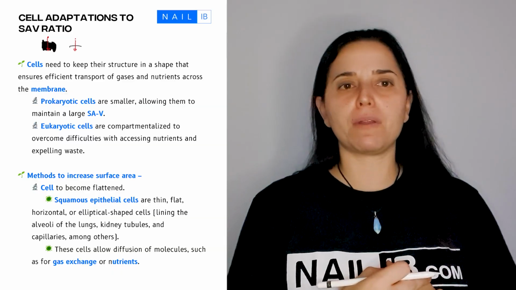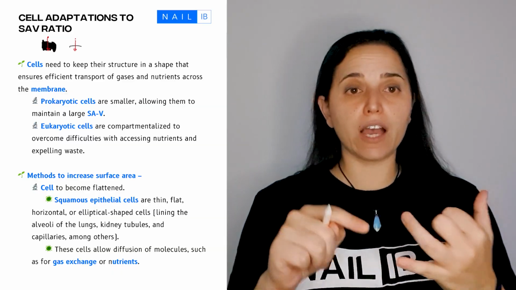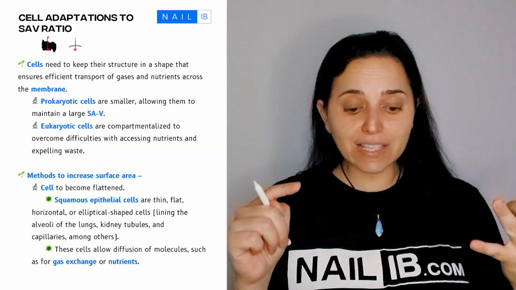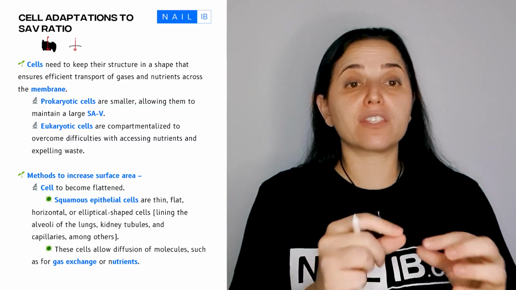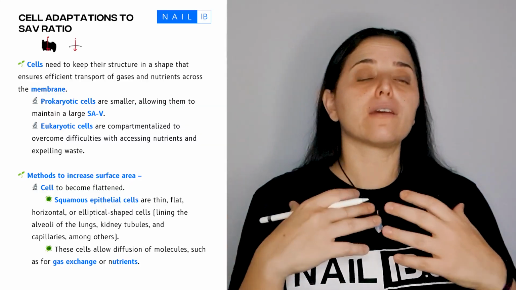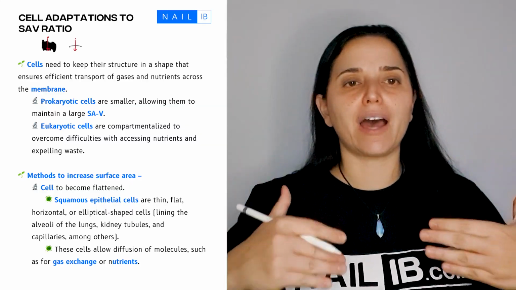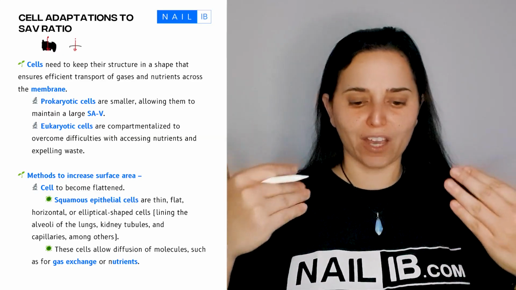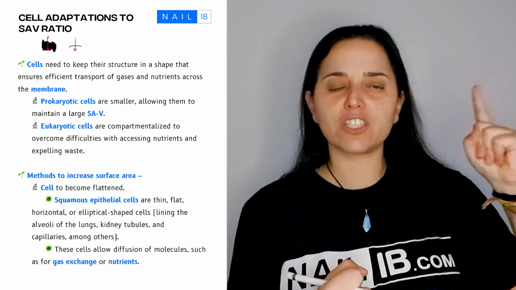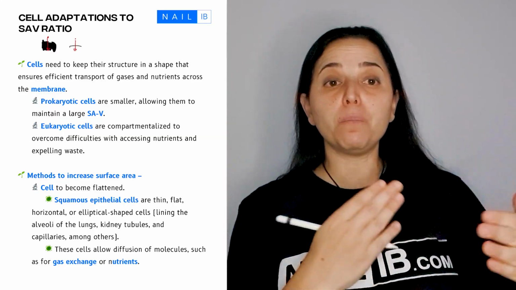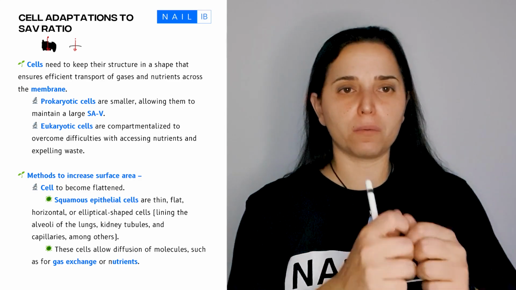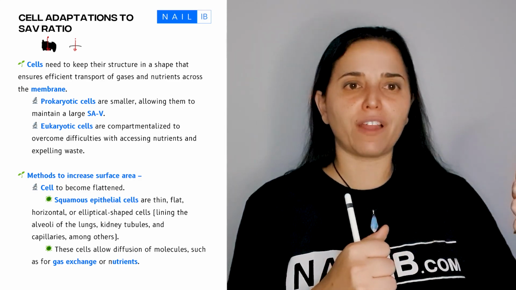And that can happen in many places, such as in your lungs, or even in your kidneys, or your capillaries. These are very thin cells, or should I say thin walls, because it allows exchange to happen faster. So that's the first type of structure that they manipulate in order to keep the surface area to volume ratio favorable. So it's flattening the cells.